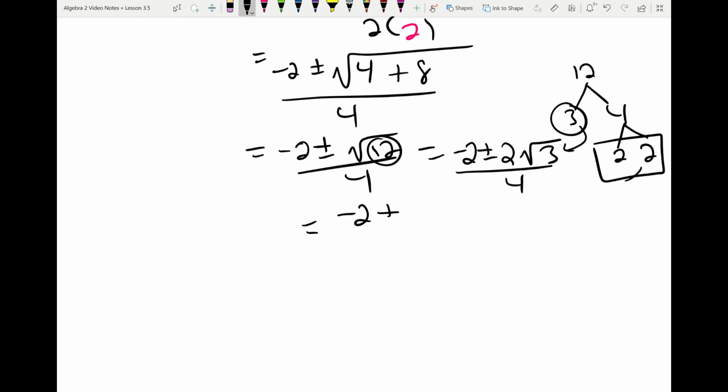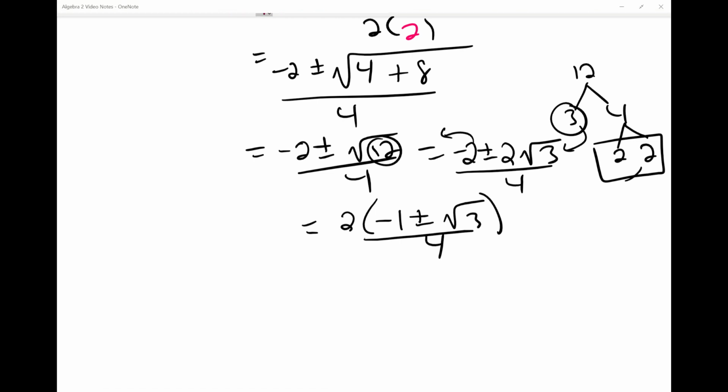Negative 2, and then let's go ahead and factor out a negative 2 from this. So if I pull out a 2, I get 2 times negative 1 plus or minus square root of 3 over 4. Now if you distribute this, you get the original. 2 times negative 1 is negative 2, and then 2 times square root of 3 is 2 square root of 3. And then the reason I did this is because this reduces.